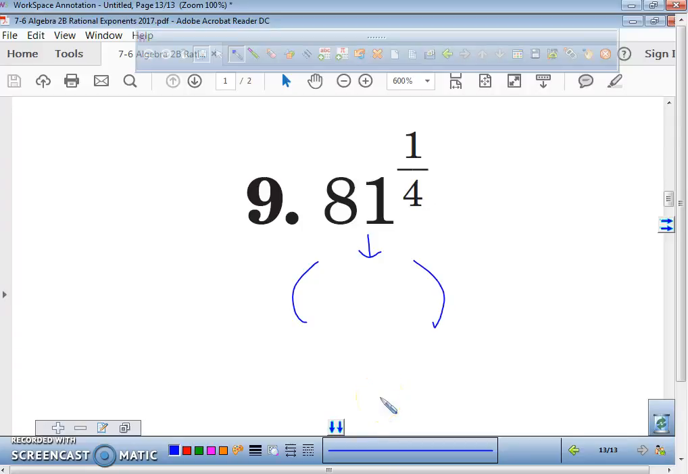Today, guys, we're continuing with 7-6, dealing with rational exponents.